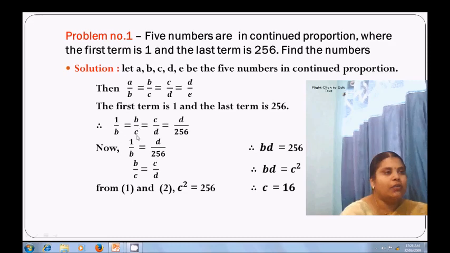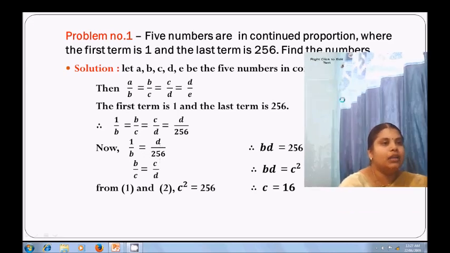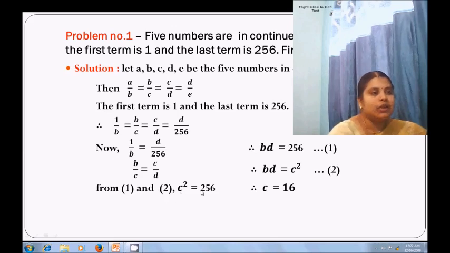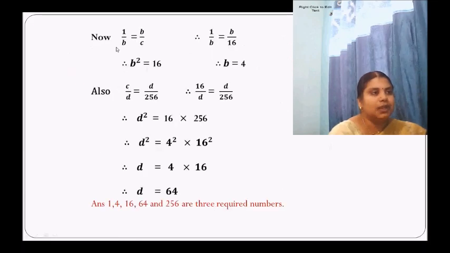Therefore, 1/B = B/C = C/D = D/256. Equating the first and the last ratio, we get 1/B = D/256. Therefore, BD is equal to 256. It is equation number 1. Calculating the middle ratios, B/C = C/D. Therefore, BD is equal to C square, equation number 2. From 1 and 2, we get C square is equal to 256. Therefore, C is equal to 16.